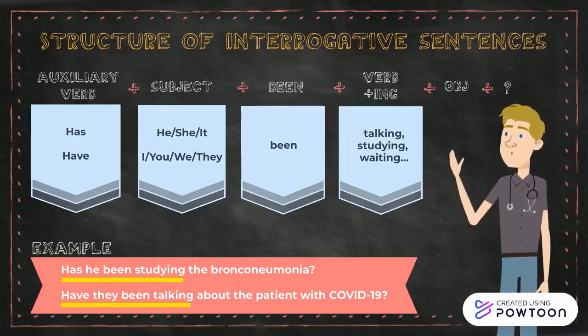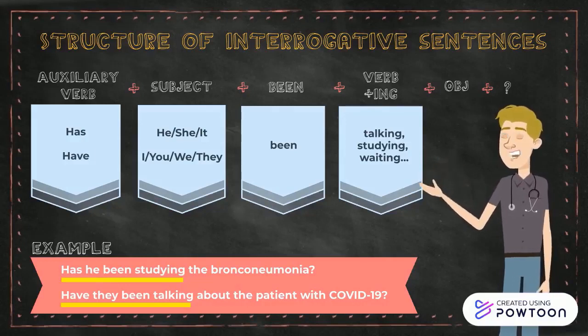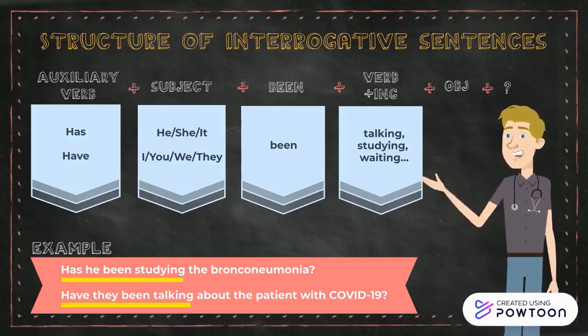Example: talking, studying, waiting. Example of interrogative sentences in present perfect continuous. Has he been studying the bronchopneumonia? Have they been talking about the patient with COVID-19?